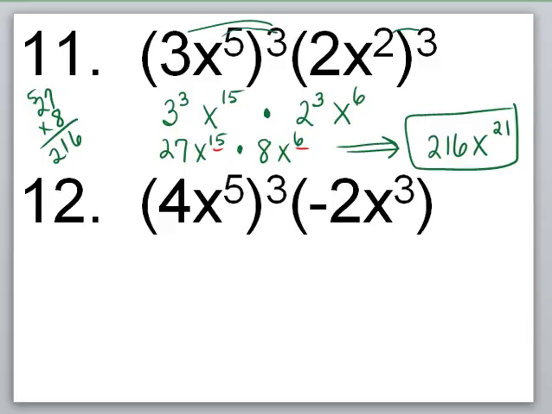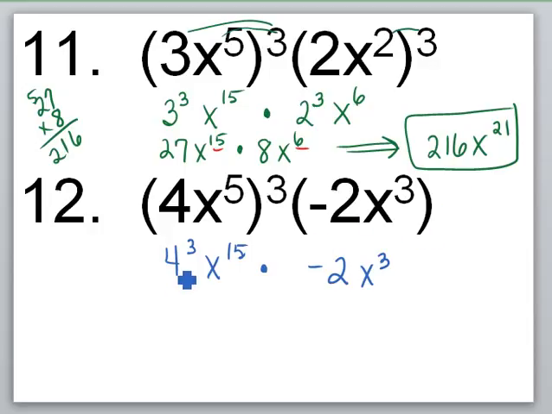The next problem, again, let's get rid of the parentheses part first. So it says power to the power. So we've got 4 to the 3rd power, because this is 1 times 3. I've got x to the 5 times 3, which is 15, times I've got just negative 2. This one's not being raised to any power except 1, so I've got negative 2 to the 1st power and x to the 3rd power, x to the 3 times 1 power.